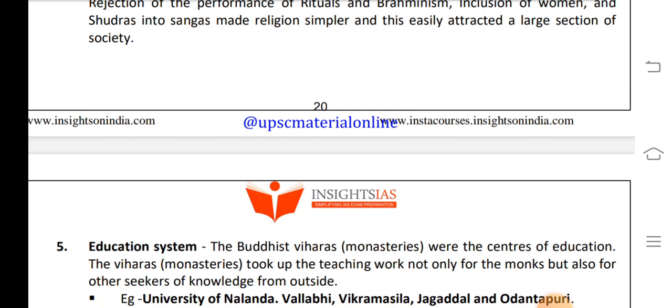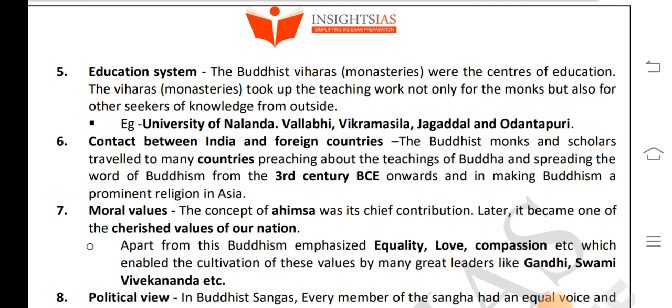Admission: the Sangha was open to men and women alike. Popular and simple religion: the rules and the principles of Buddhism were very simple. Rejection of the performance of the rituals of Brahmanism, and inclusion of women and the Sudras into Sanghas made the religion simple, and thus it easily attracted a large section of society.